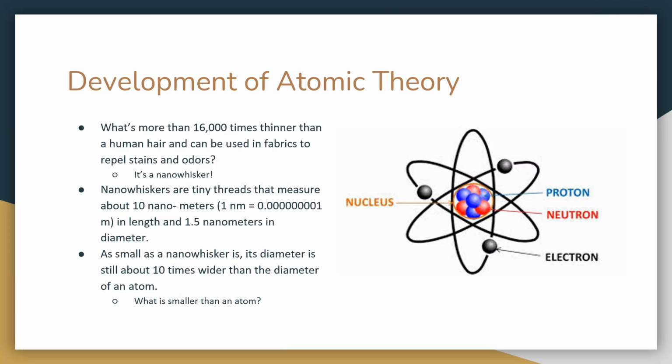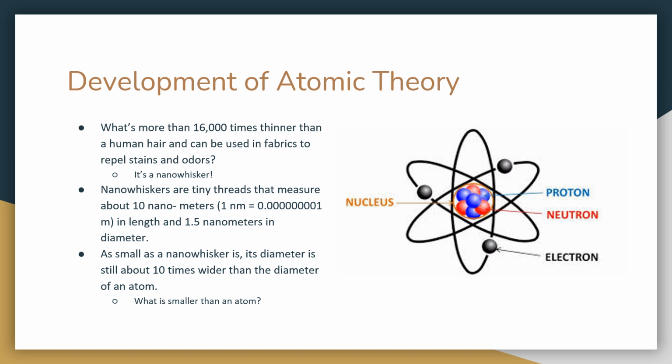Development of atomic theory. What's more than 16,000 times thinner than a human hair and can be used in fabrics to repel stains and odors? It's a nanowhisker. Nanowhiskers are tiny threads that measure about 10 nanometers. Reminder that 1 nanometer equals 0.00000001 meter in length and 1.5 nanometers in diameter. As small as a nanowhisker is, its diameter is still about 10 times wider than the diameter of an atom.